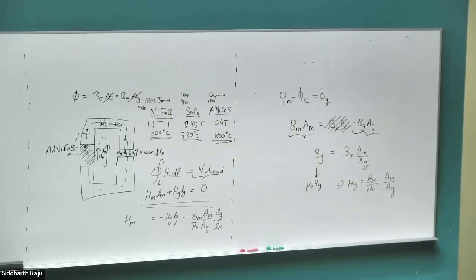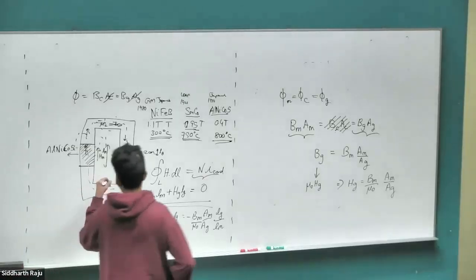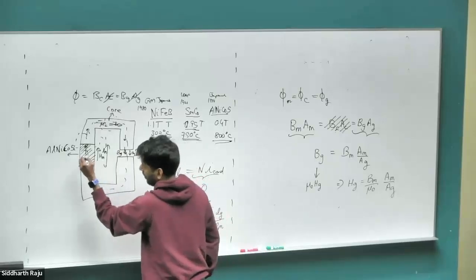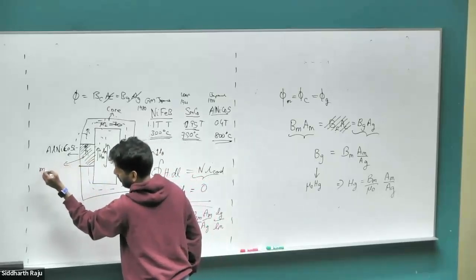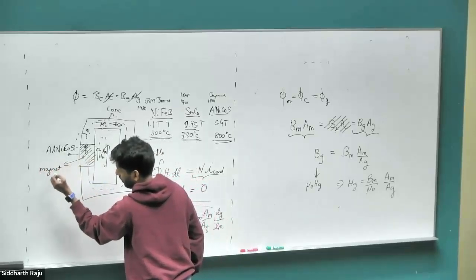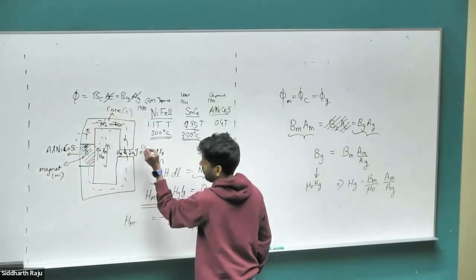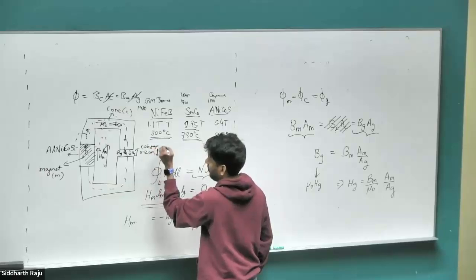What's the difference between the things with the M subscript and the C, like the core? So C is the core. Anything to do with the core is C. Anything to do with the magnet has the subscript M. And then the air gap is A, or G, sorry.